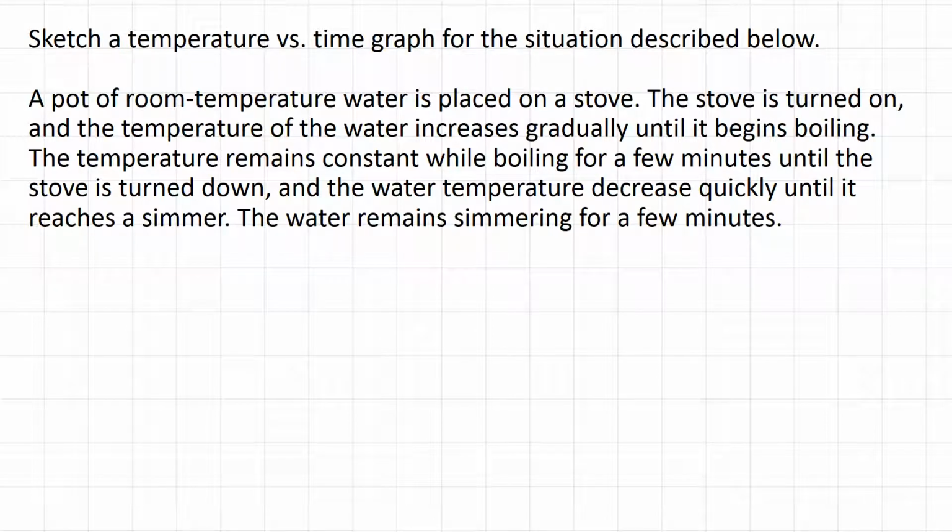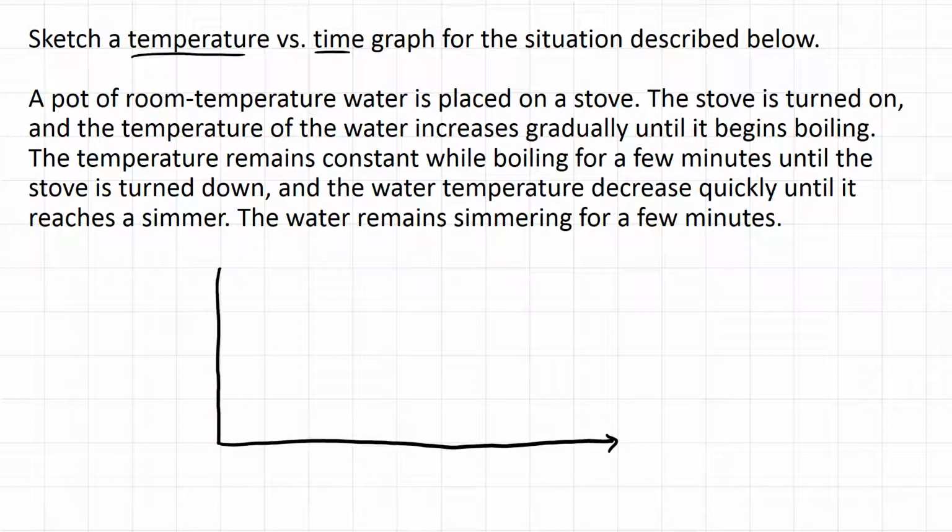We're asked to sketch a temperature versus time graph for the situation below. And so luckily they take the guesswork out of what the variables are, and they tell us they're temperature and time. And we can see from the situation that the temperature depends on the amount of time through the process that the water pot is at. And so temperature depends on time.